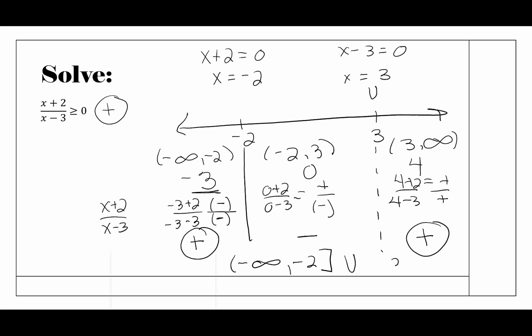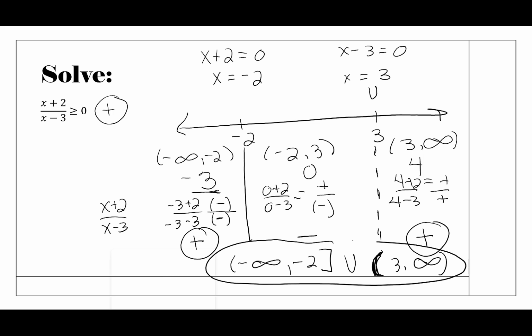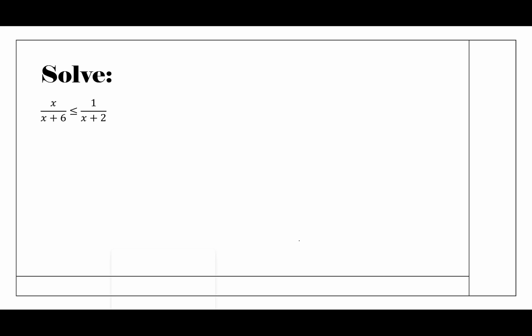I go over to 3 and I go to infinity. Now this time, this dashed line that I talked about means I'm going to do an open parenthesis. I don't want to put in the value of 3 because that would make it undefined. So all of this together is my solution. So let's try that again.